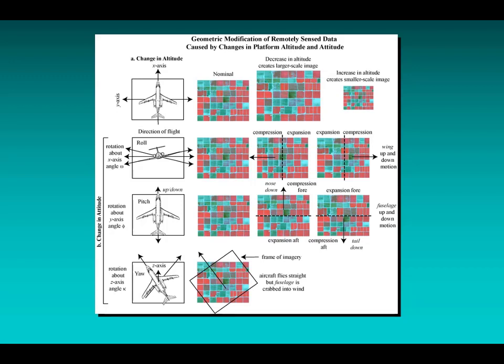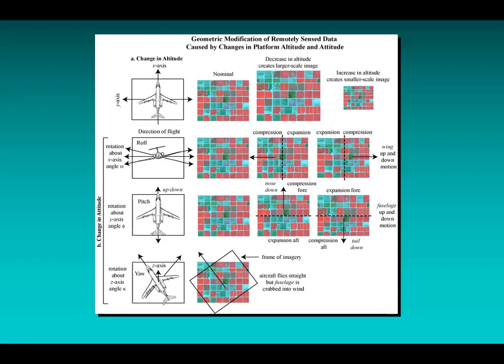In terms of changes in attitude, let's first consider the roll effects. Okay, so again, we can have geometric modifications or distortions that are introduced to a remotely sensed image if we have changes in terms of roll, pitch, and yaw. So in terms of roll, here we have an aircraft that is flying in an X direction, and roll occurs when our aircraft or spacecraft fuselage is maintaining directional stability along its flight line, but the wings move up and down. So here we have rotation about the X axis, angle omega.